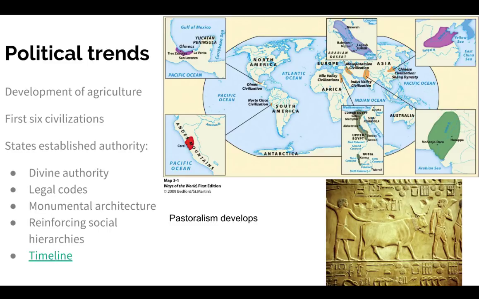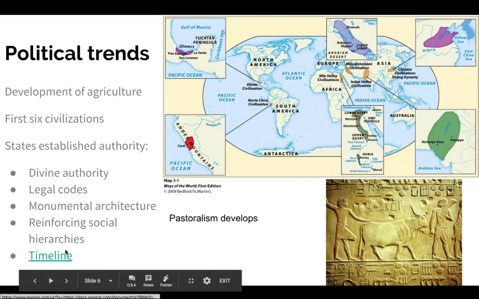and in a lot of cases the rulers reinforce the status of the elite class as a way of supporting and reinforcing their own power. I want to show you here that, and you can access these slides on Canvas, each of them has a link to the timeline here.